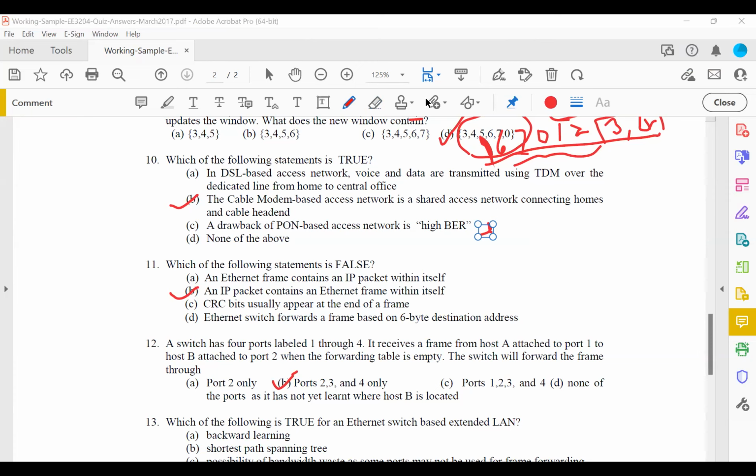So what's the reason for A to be false? Is it because it has frequency multiplexing? Yes. DSL also simultaneously sends on two different frequencies. Voice and data are transmitted on two different frequencies. It's like FDM, not TDM. Okay, thank you. Okay. Number 11.